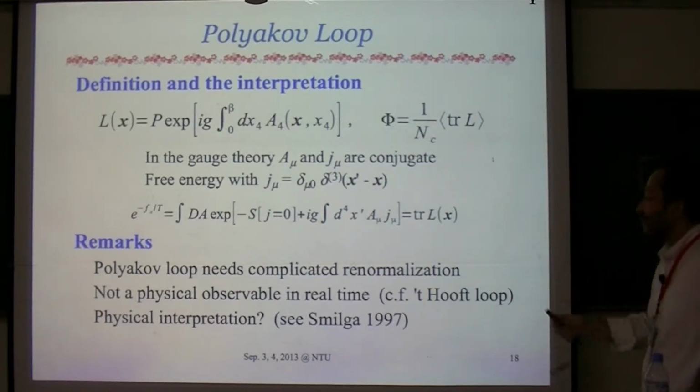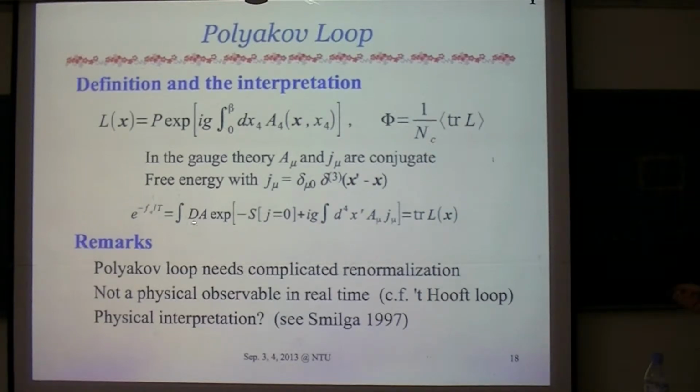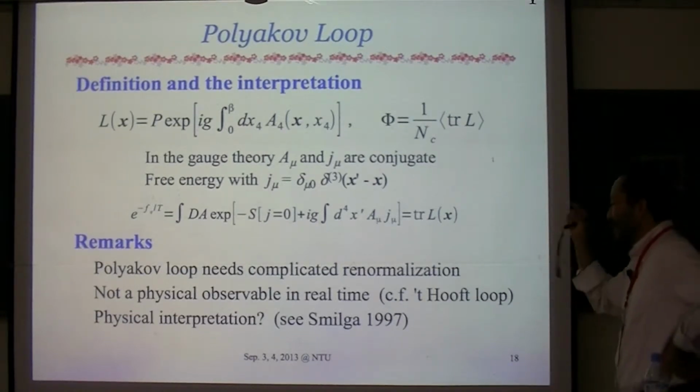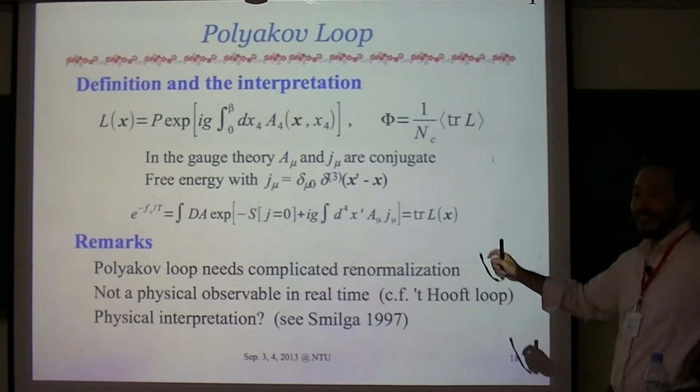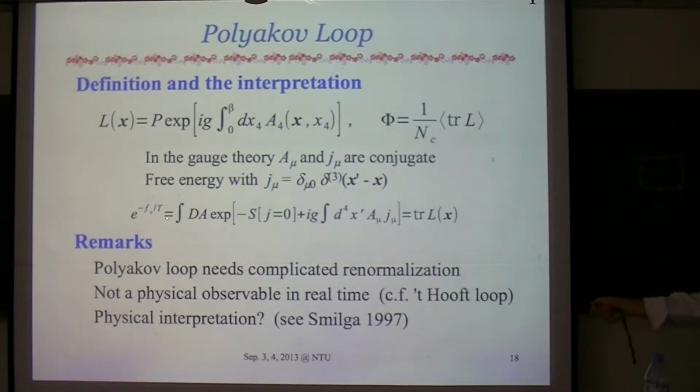It doesn't have a strong meaning, because the overall normalization of this quantity is easily affected by the normalization procedure. So usually the consensus is that the expectation value of the Polyakov loop itself is not a physical quantity, a physical observable like energy or whatever. So the physical interpretation is very dangerous. I introduced this interpretation just for an explanation, but please don't take it too seriously. This single quark interpretation is a bit tricky.